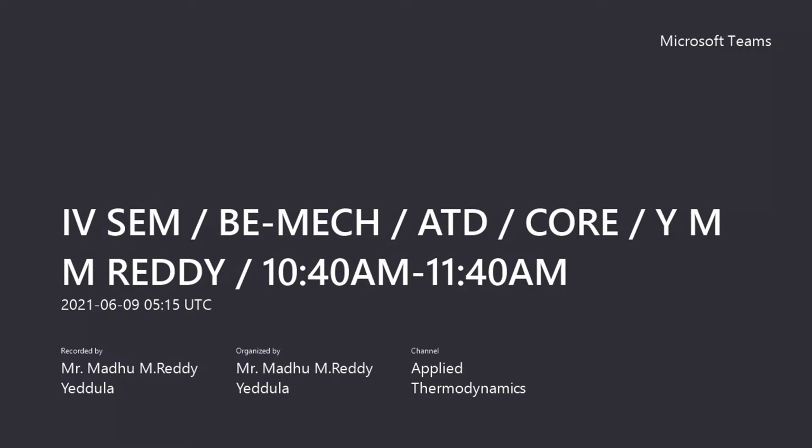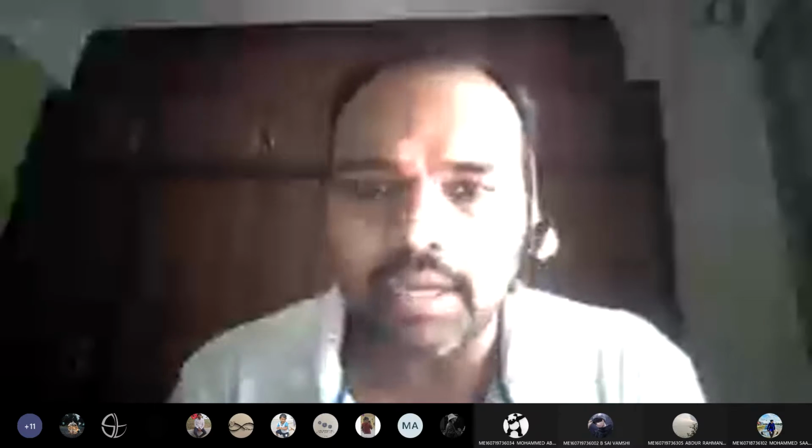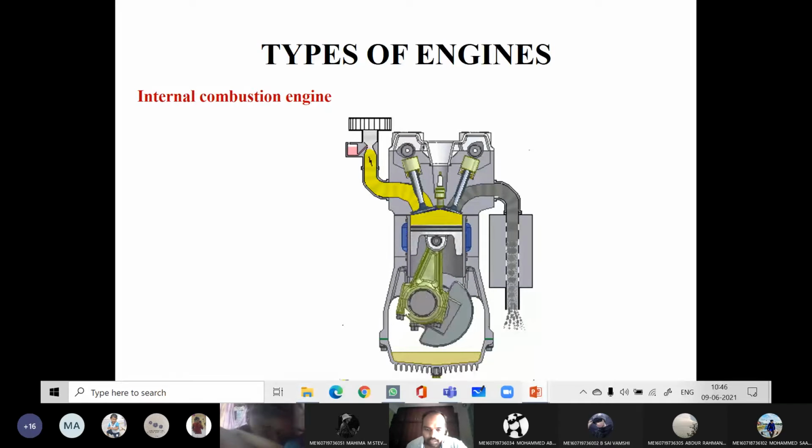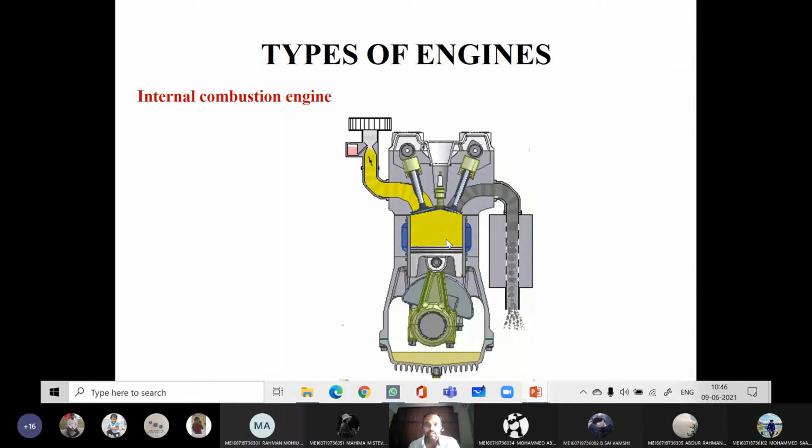Okay, so now you can see here an animation is playing. This is the 4-stroke engine. Here, this is the crank, the semicircular one, and this is the connecting rod, and this is the piston. Now the yellow colored one is the air fuel mixture, and the black one is the exhaust.